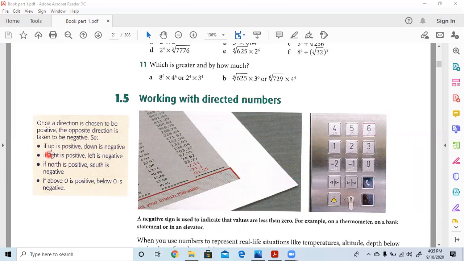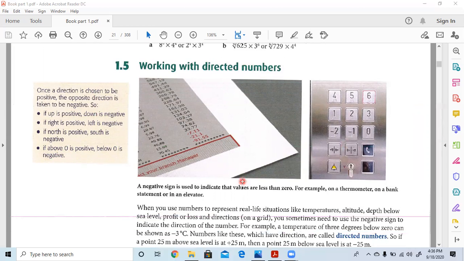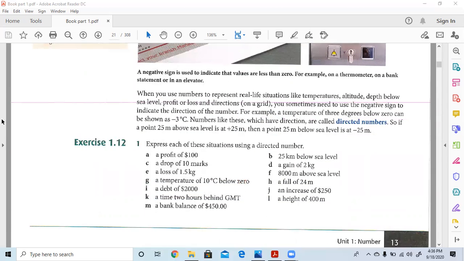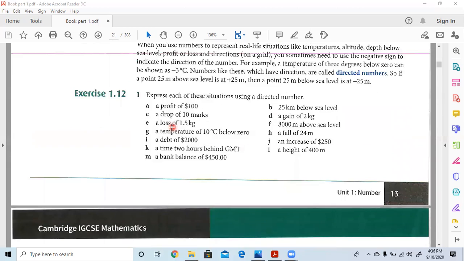So if up is positive, down is negative. If right is positive, left is negative. If north is positive, south is negative. If above 0 is positive, below 0 is negative. If more than 0, it's positive, less than 0, negative. If you are moving upward, you say positive, and downward, negative. Like this, here we will also solve such types of questions.